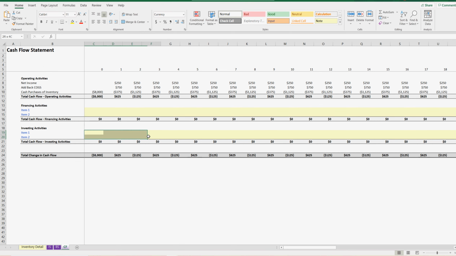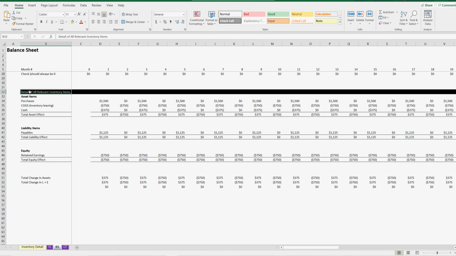Financing activities and investing activities have no logic in this model, because there's not anything directly related to inventory at the high level that I wanted to focus on. But they're just here so you understand all the different parts of the cash flow statement. The operating activities is the only part that has logic.